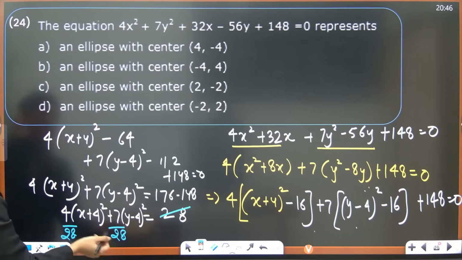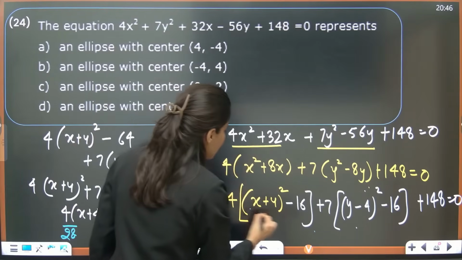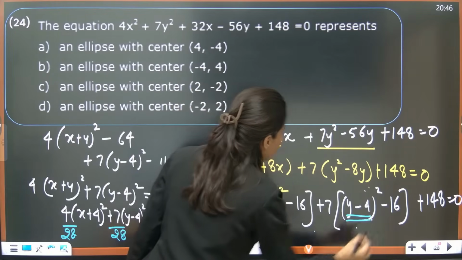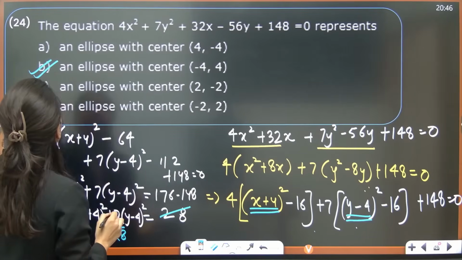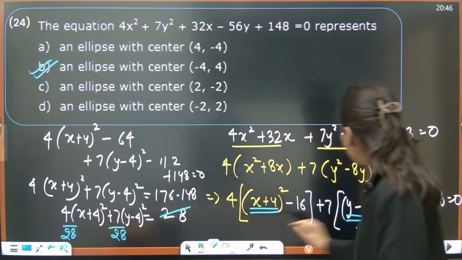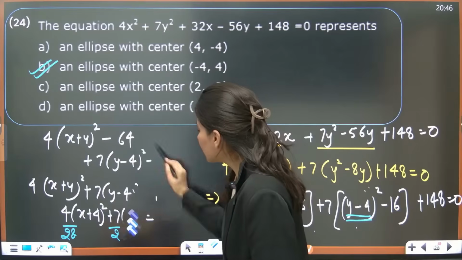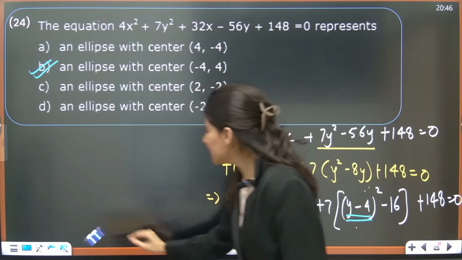Anyway, this doesn't matter. They are asking for the center, so you will get it right away: minus 4 comma 4, option B, and this is a direct ellipse. Ellipse with center minus 4 comma 4. So you don't have to do anything after this, just skip it. The moment you have created the perfect square, you can skip it.